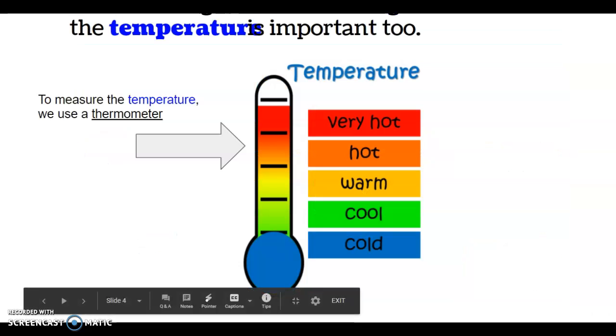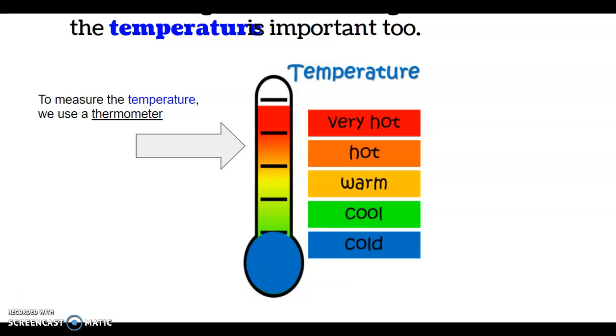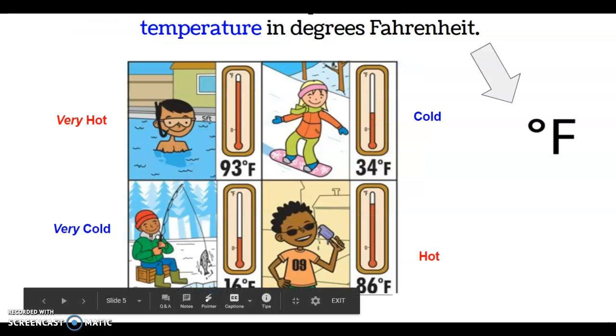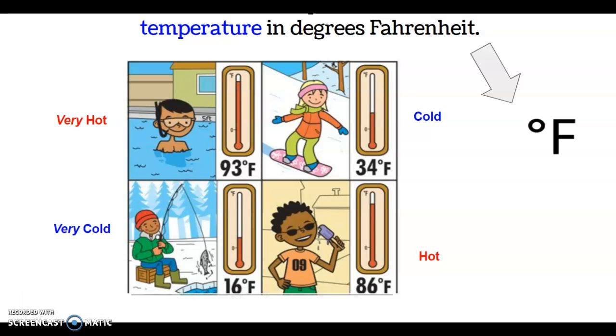When talking about or learning about weather, the temperature is important too. To measure the temperature, we use a thermometer. In the summer, we notice that the temperature can get very hot. And in the winter, the temperature can get very cold. Thermometers in the pictures measure the temperature in degrees Fahrenheit. In one picture you can see that very hot could be 93 degrees Fahrenheit. In another picture, you can see that it could be very cold at 16 degrees Fahrenheit. In Michigan, we have had temperatures that have been below 0 degrees Fahrenheit.